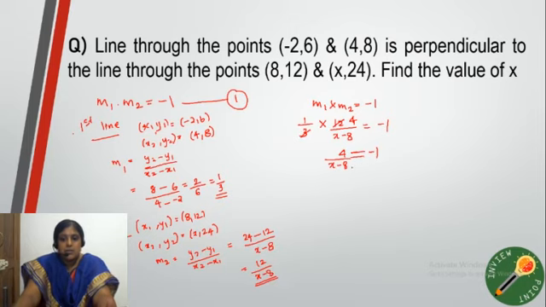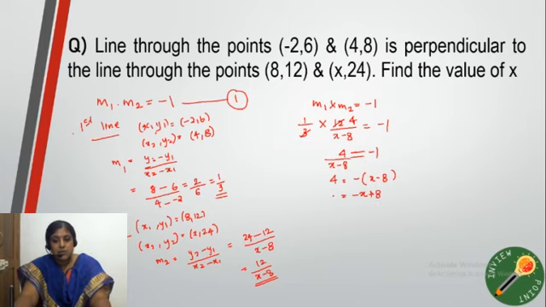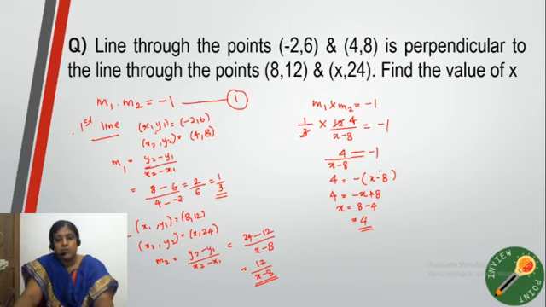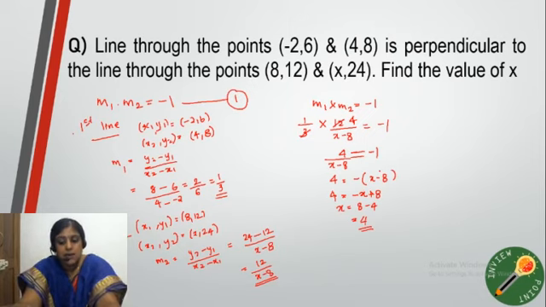Then put this x minus 8 on the right hand side, then you get 4 is equal to minus of x minus 8. That is equal to minus x plus 8, right? By removing the bracket, 4 is equal to minus x plus 8. That is x is equal to 8 minus 4, that is equal to 4. Is it clear, students? So the value of x is 4. This is how you find the value of coordinates and the slope of the lines. I hope you understood the concept, students.